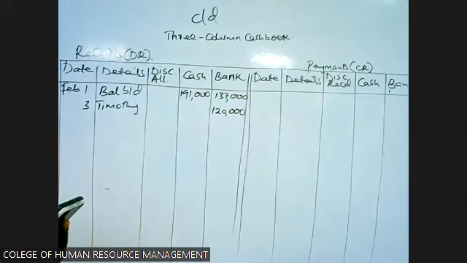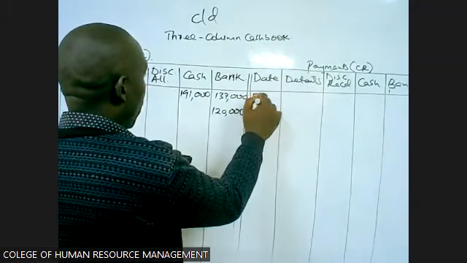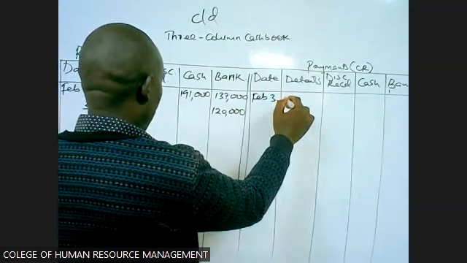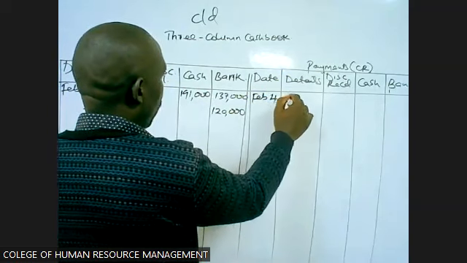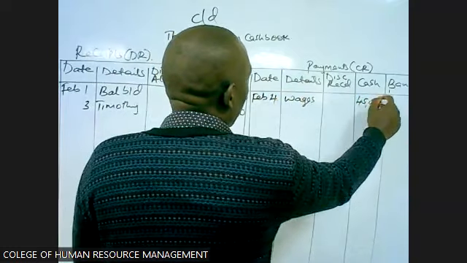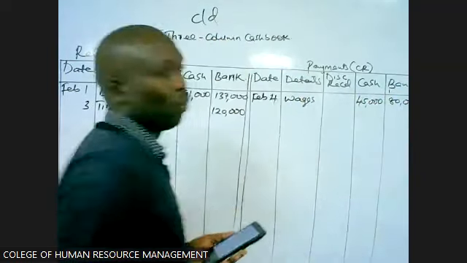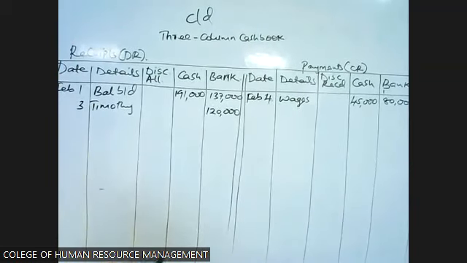On 4th, paid wages in cash, 45,000, and by check, 80,000. So it is a payment. This is February 4th. So what did we pay? We paid wages. Cash, how much? 45,000. By check, how much? 80,000. What was paid in cash, put it in the cash column. What was paid by check, put it in the bank column.